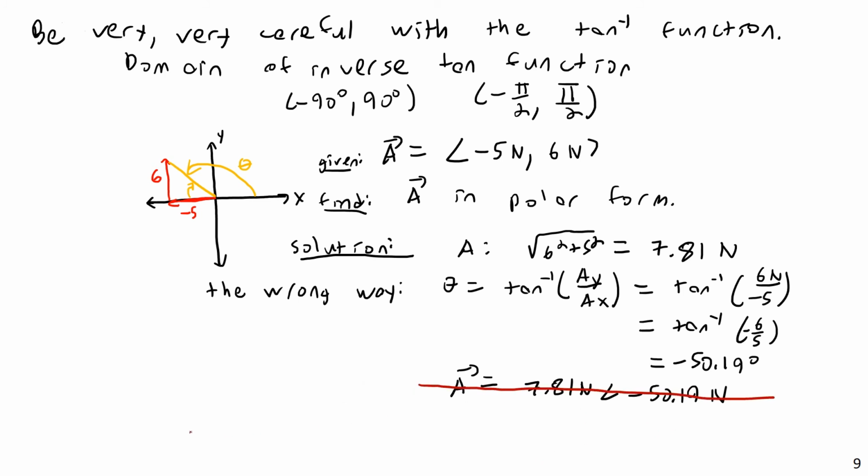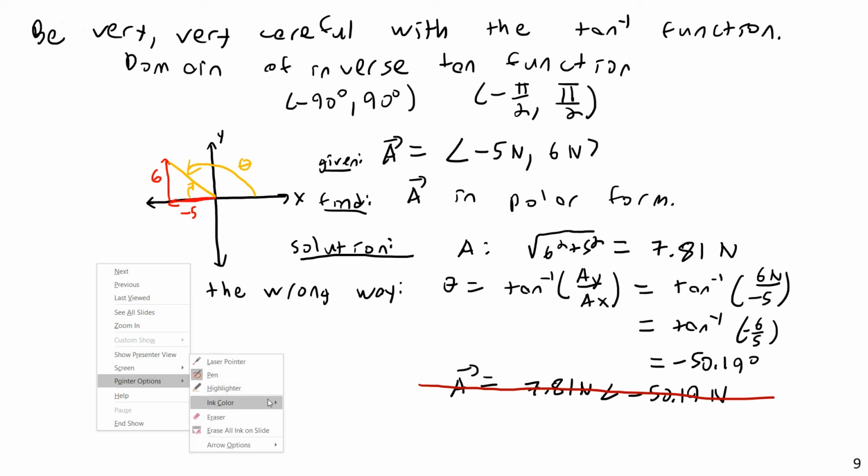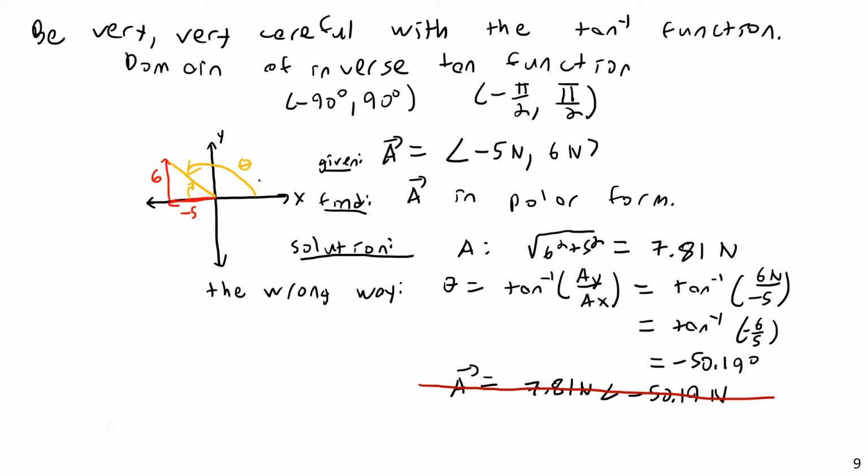That is not correct. And the reason for that is that if I'm given an exam problem, I will accept either one of these. I'll accept a reference angle or a global angle. But if you report 7.81 newtons at an angle of -50.19 degrees, what you're telling me is one of two things. If you said -50.19 degrees off of the negative x-axis, well, what you're telling me is this angle here. You're telling me that the vector is down here.